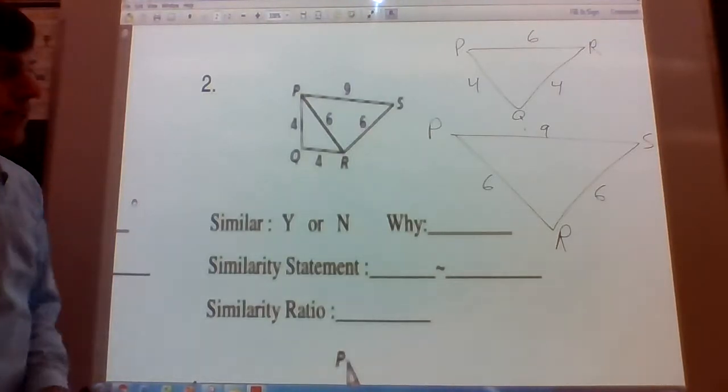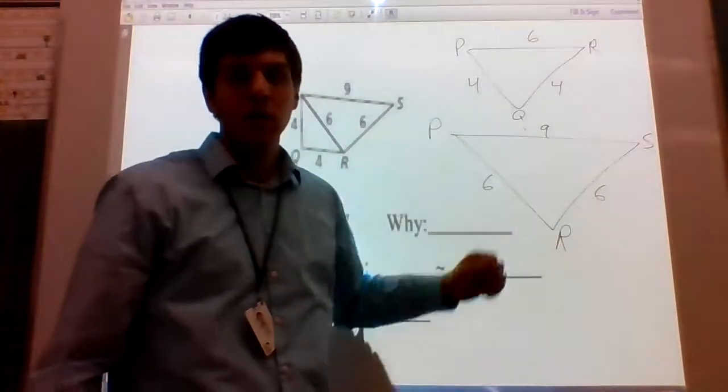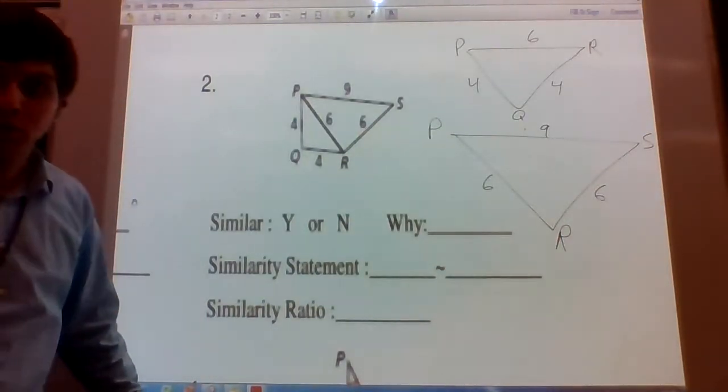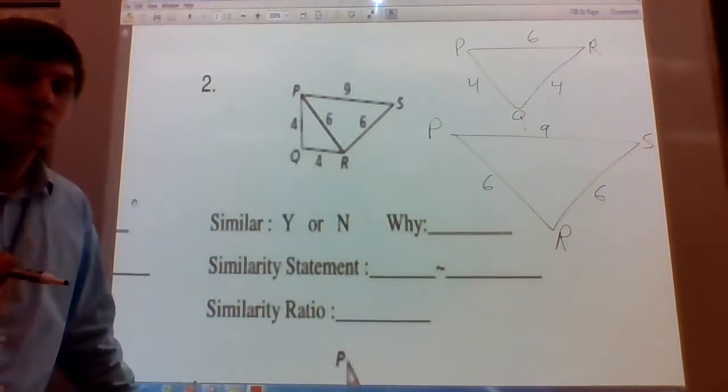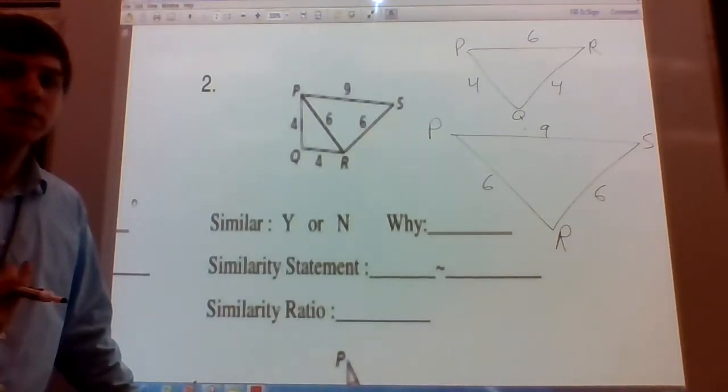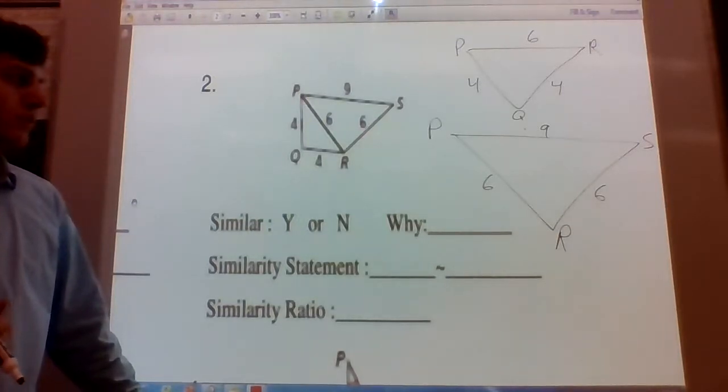Let's try side, side, side, because we do have information about all the sides of these triangles. So if we can show that the sides are proportional, meaning the ratio between the corresponding sides of each triangle, if all 3 of those ratios are equal, then the sides are proportional. So let's set up our proportions.